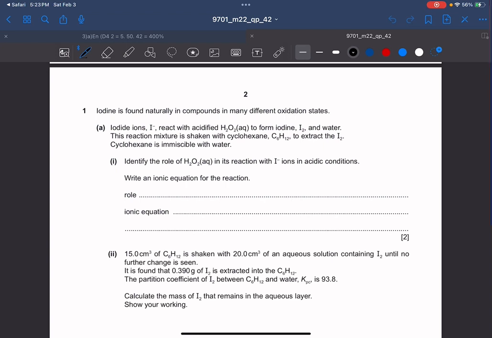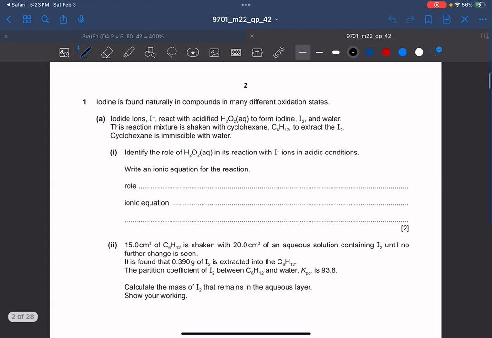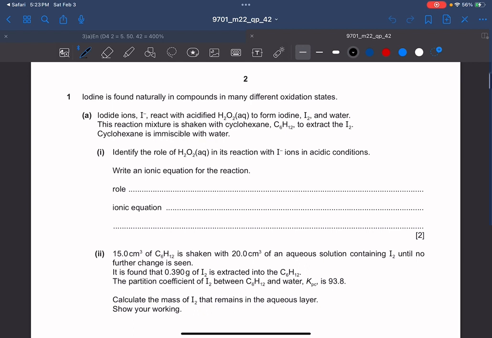I'm going to discuss one of the paper 4 questions for 9701 chemistry. I'm going to go through this paper exactly as I would do it in a test, and I'll try to show my thought process all the way through until the end of the paper. So without further ado, let's go on with the paper.